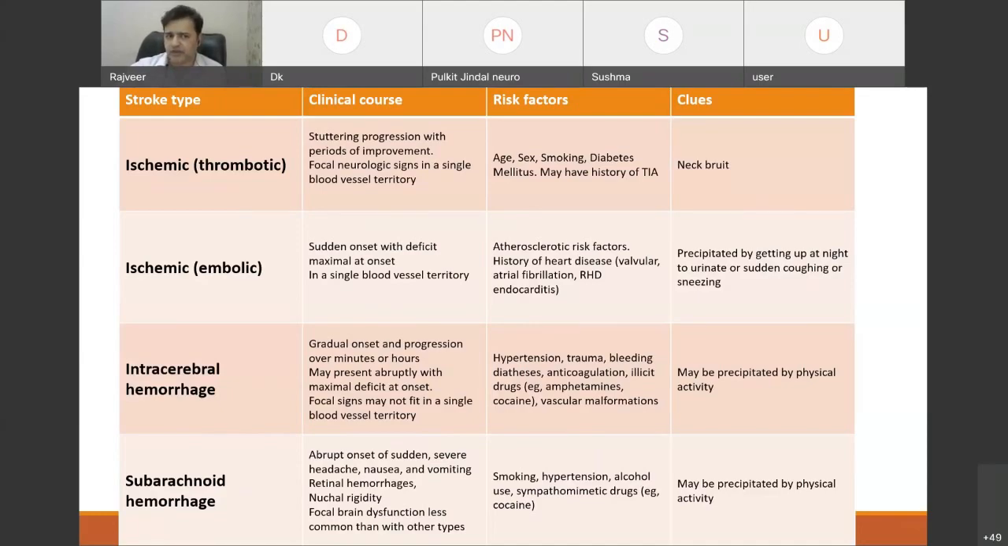And in clinical examination, we will find some clues. In ischemic thrombotic stroke, the patient may have carotid artery stenosis, and we may find a neck bruit. While in embolic, the patient may sometimes give a history of sudden coughing or sneezing and then focal neurological deficit, while ICH may be precipitated by physical activity, or subarachnoid hemorrhage may be precipitated by physical activities.